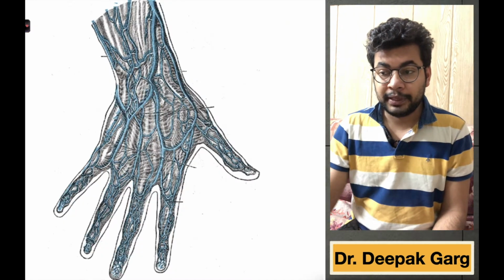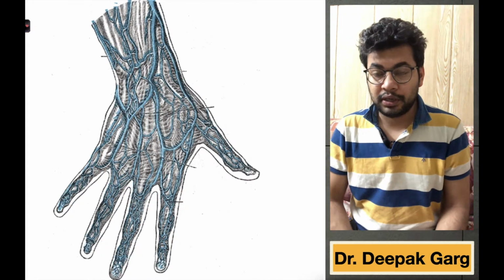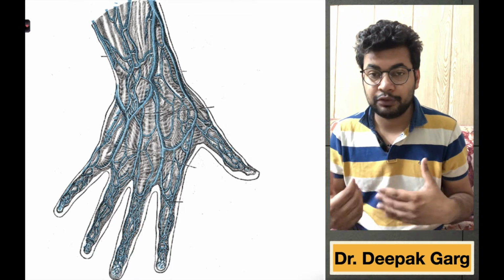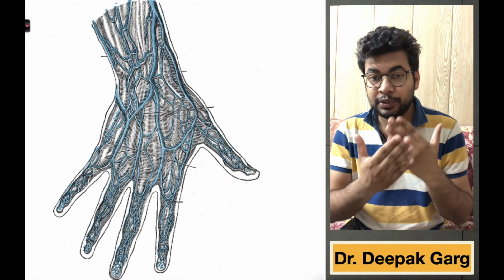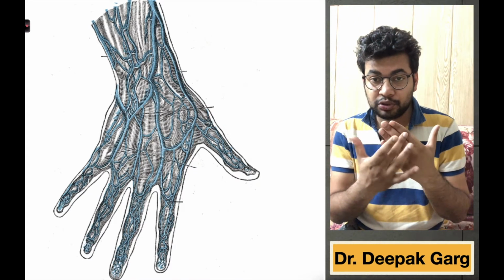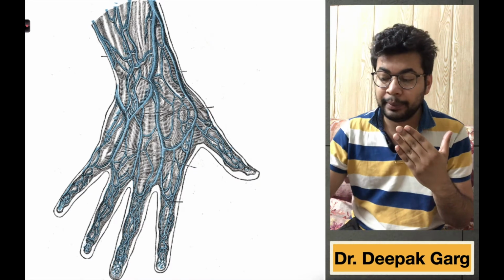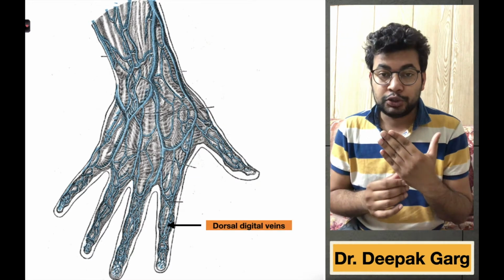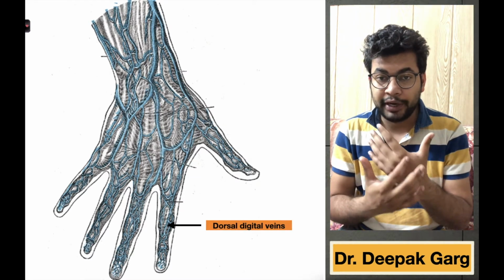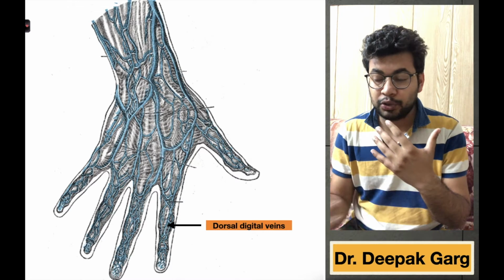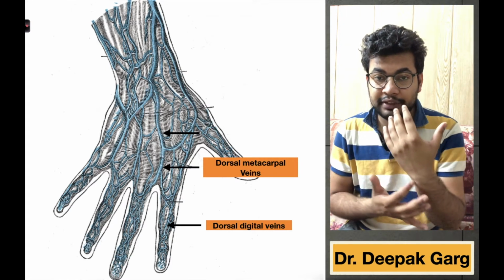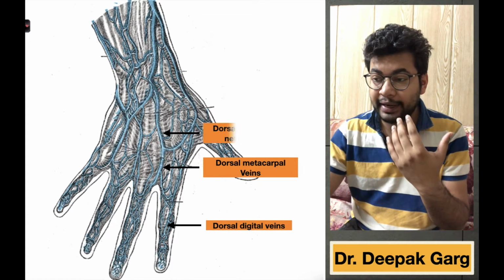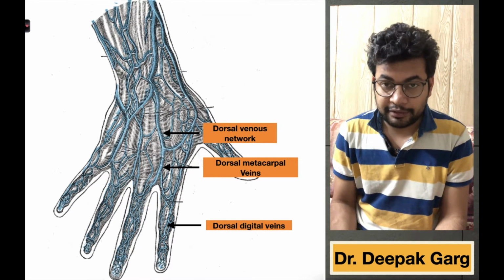Because the main function of the vein is to take the blood back to the heart, we start from the distal and go to the proximal, and in the distal aspect we start from the dorsal aspect of the digits. The dorsal aspects of the digits are mainly drained by the dorsal digital veins. They join to form the dorsal metacarpal veins, which ultimately drain into the venous network on the dorsal aspect of the hand called the dorsal venous network.